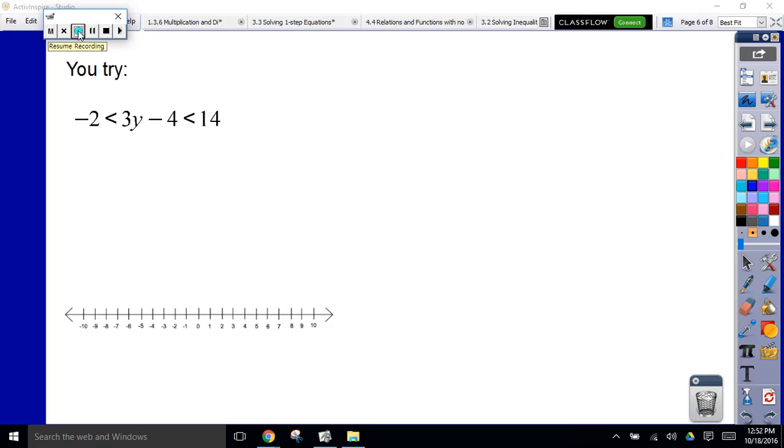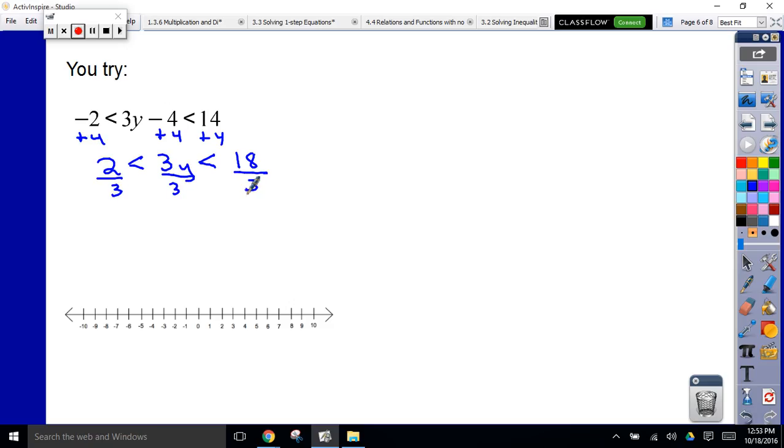Okay, Ashley, can you tell us how we would do this problem? Good. Add 4 to all sides. Okay, what do we end up with? 2, 3y, less than 18. Okay, now what do we do? Good. Divide them all by 3.